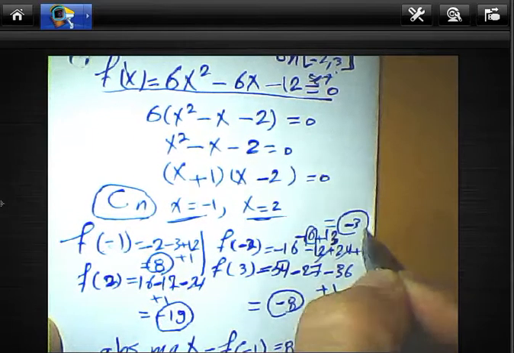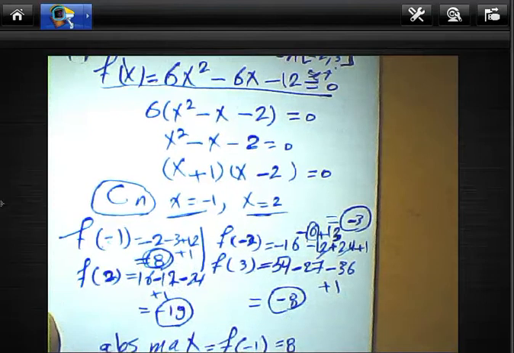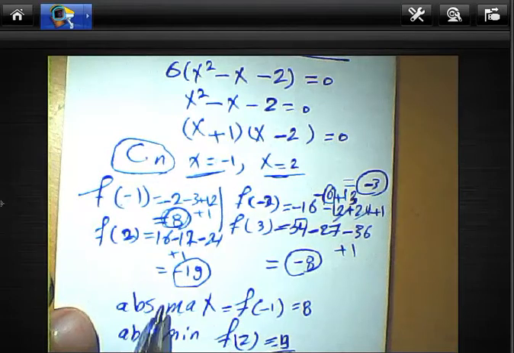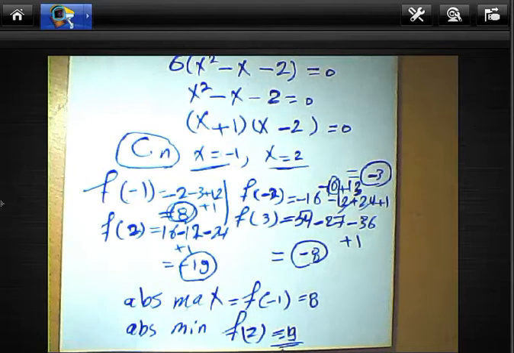Can you see this? The critical numbers. And then we can find the absolute max. Max here equals 8, the value equals 8. Absolute minimum, the value equals negative 19, when x equals 2. So the absolute maximum value is 8 when x equals negative 1, and the absolute minimum is negative 19 when x equals 2.